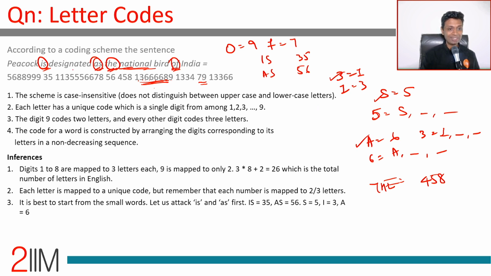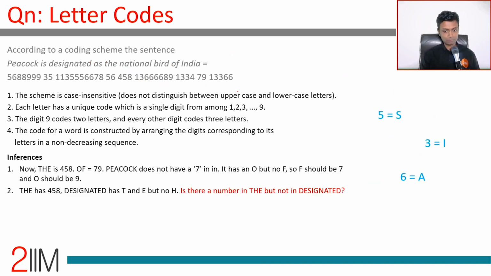Likewise with THE and designated, you can make an inference. So, right? These three we've done. THE and designated. THE is 4, 5, 8. Designated has a T and an E. It has a 5 and an 8, but it does not have a 4, so 4 is equal to H. Brilliant. So we've got 4 is H, 5 is S, 3 is I, 6 is A. T and E are 5 and 8. Fine. So T and E are 5 and 8.